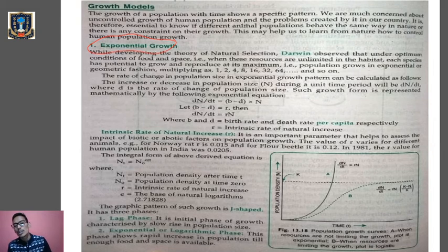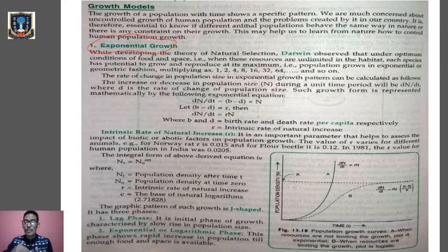While developing the theory of natural selection, Charles Darwin observed that under optimum conditions of food and space, that means when the resources are unlimited in nature, the species has the potential to grow and to reproduce at its maximum. It's saying that in exponential growth, the food and the space are unlimited, and when the resources are in unlimited amount, then obviously the species can reproduce at its maximum.